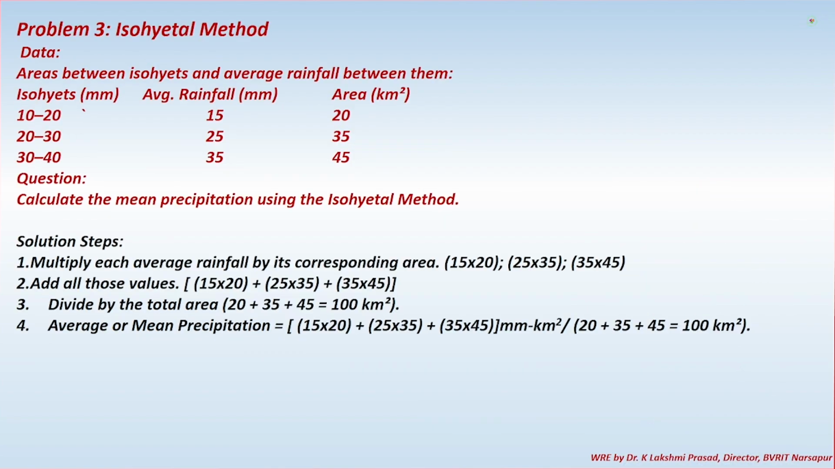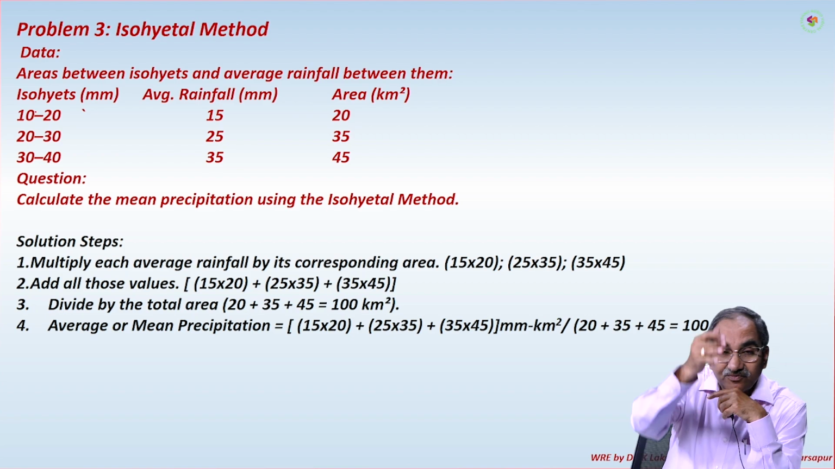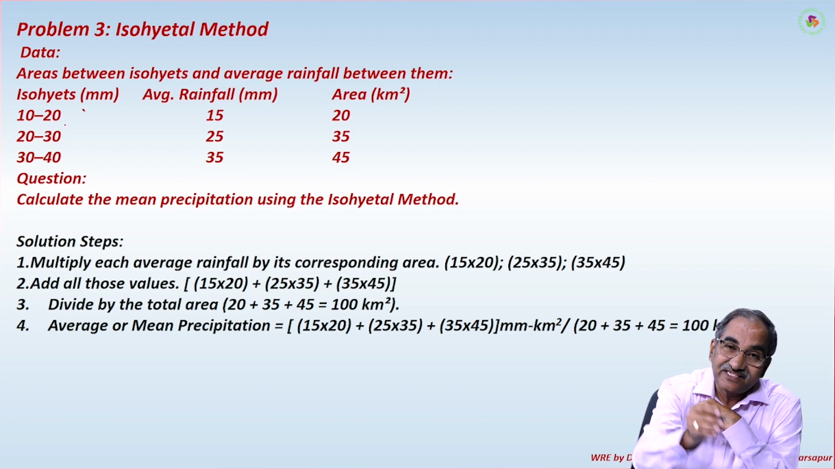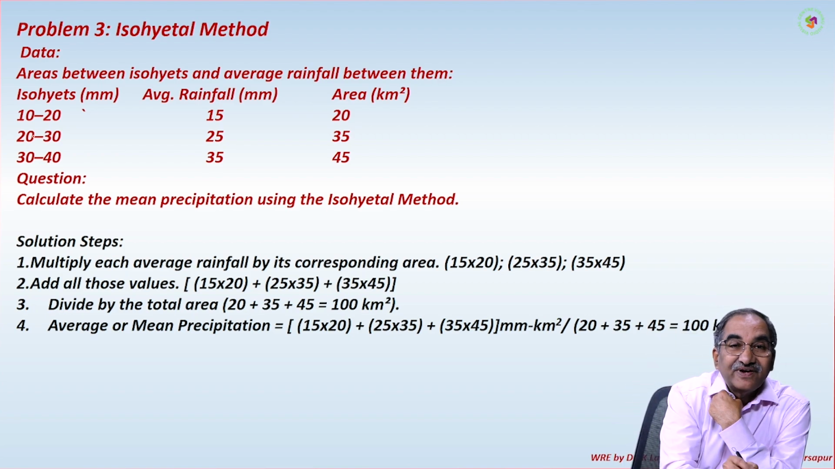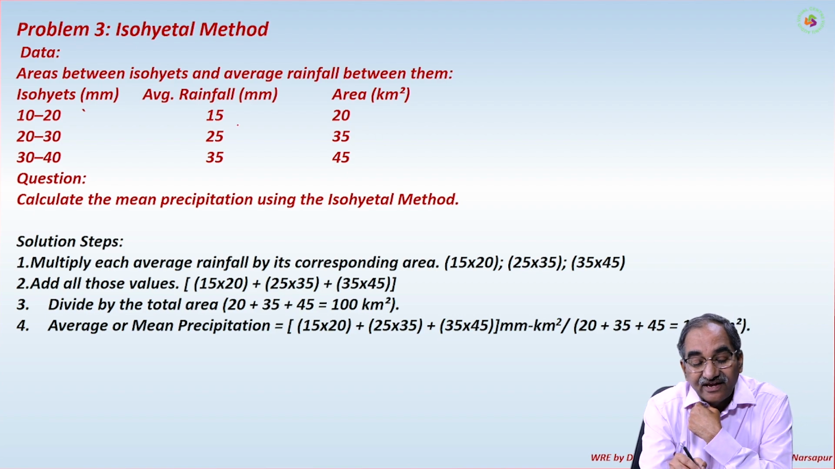Now you see, I will show you. He has given isohyets 10, 20, where each is corresponding to one isohyet. So between 10 and 20, what is the rainfall actually? 15 mm. And what is the area? 20.